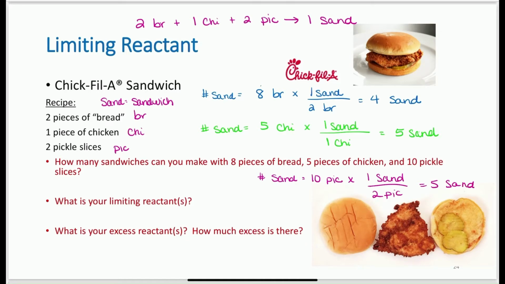So as we already described, under these conditions, I could make 4 sandwiches. And that is, of course, based on this here, meaning that my bread was my limiting reactant. So what's your limiting reactant? The bread, because I can only make 4 sandwiches because of bread.